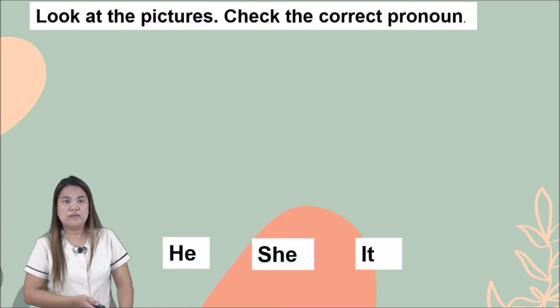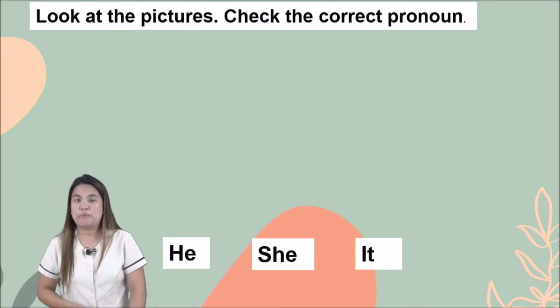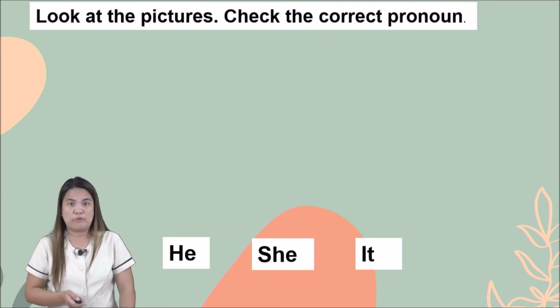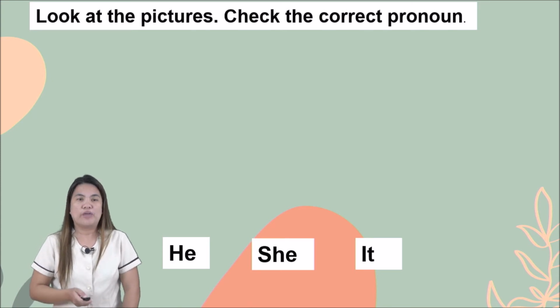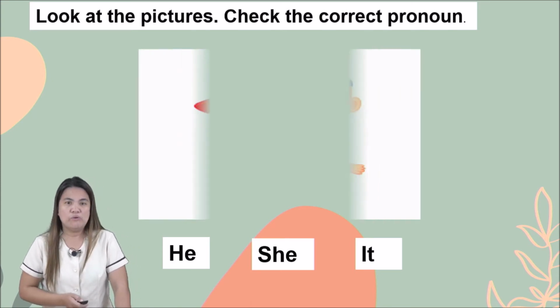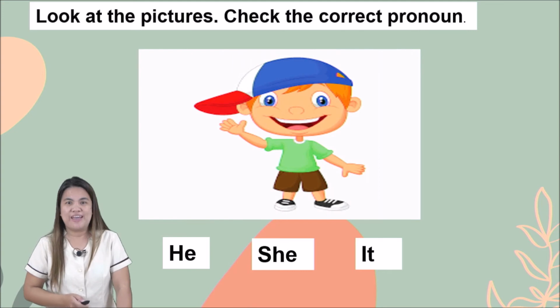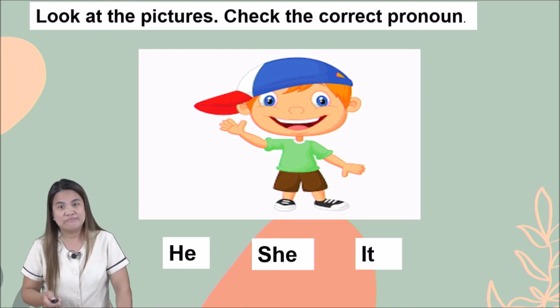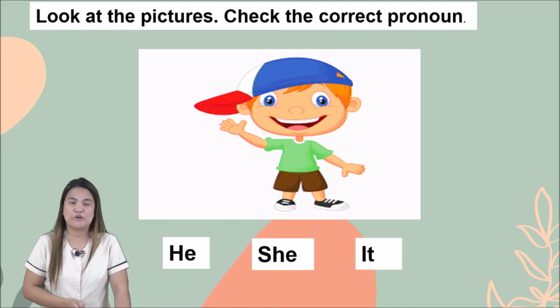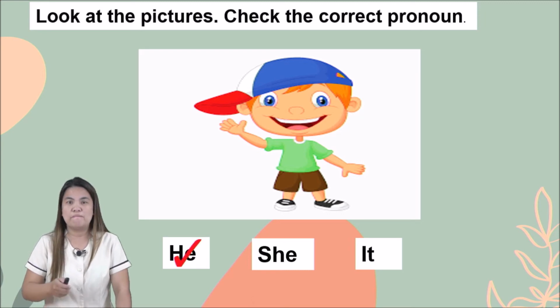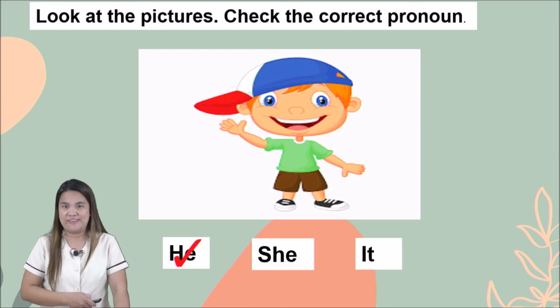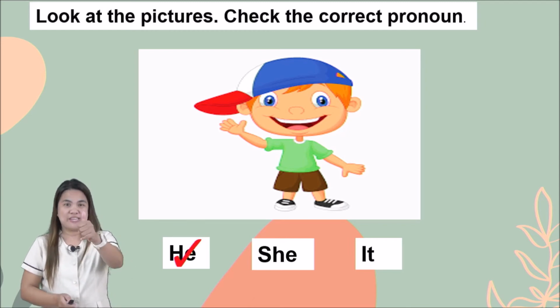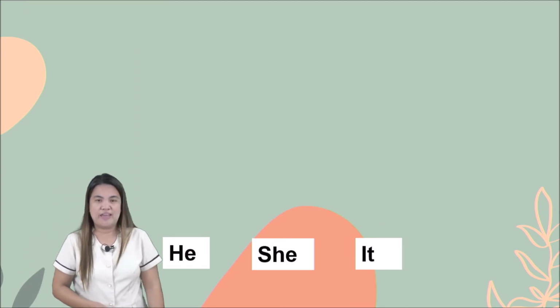Next, look at the pictures. Check the correct pronoun. So this one, we will have our quiz, or activity. So, what is that? Who's that? Is it a boy, girl, or thing, or animal? Very good. So the answer will be he, because it is a boy or a male. Correct. Good job.